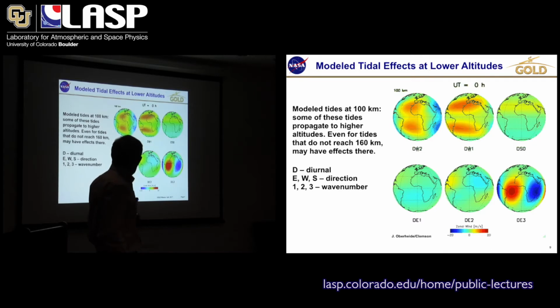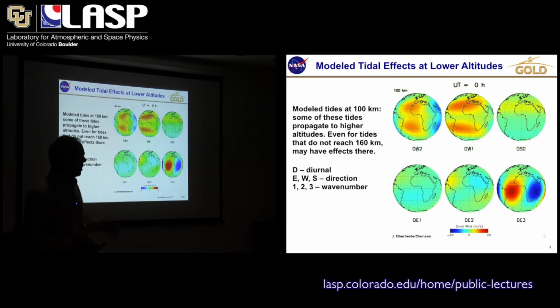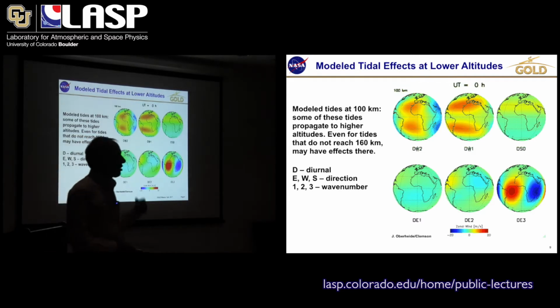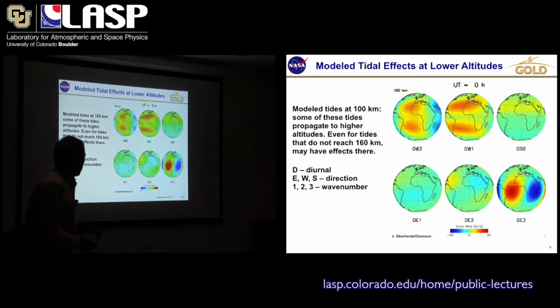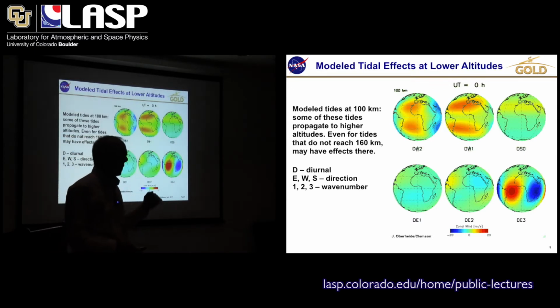Most of the stuff is at 100 kilometers or below. Expectation is that it will reach higher altitudes, but it's not clear how much or what reaches higher altitudes. Sometimes there are limited measurements at really high altitudes that show some tidal effects, but a lot of these tides are filtered in the region around 160 kilometers and lower, and we really don't have a good picture of that. That's one of the things GOLD will be looking at.